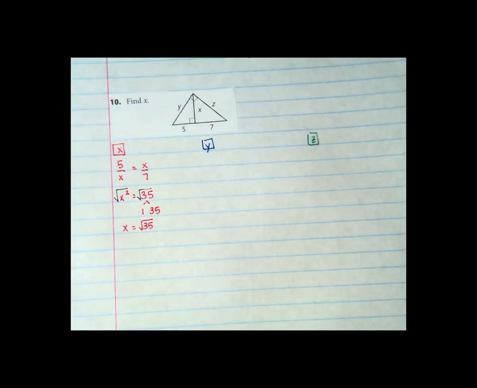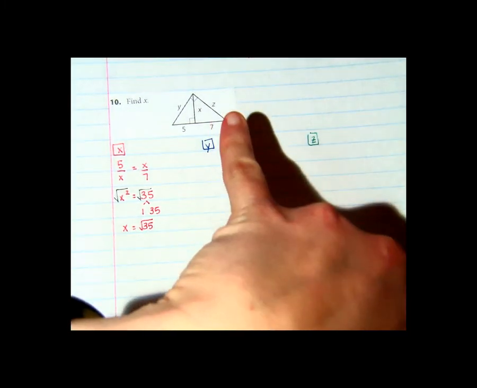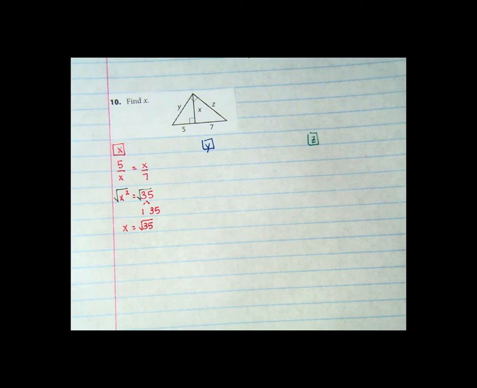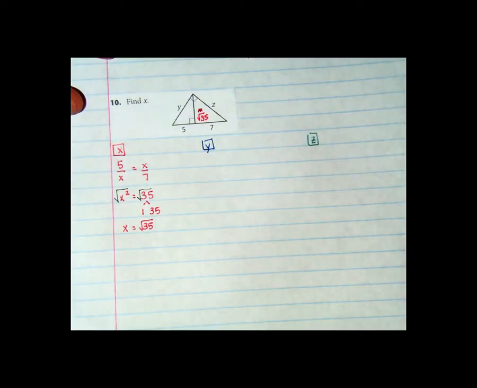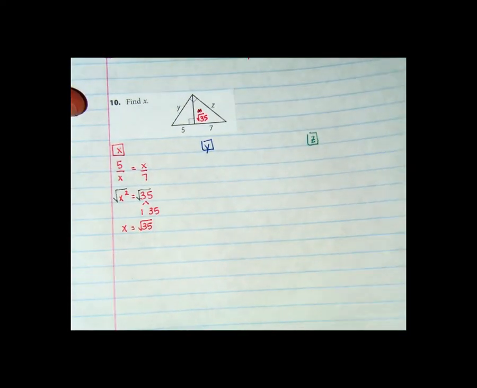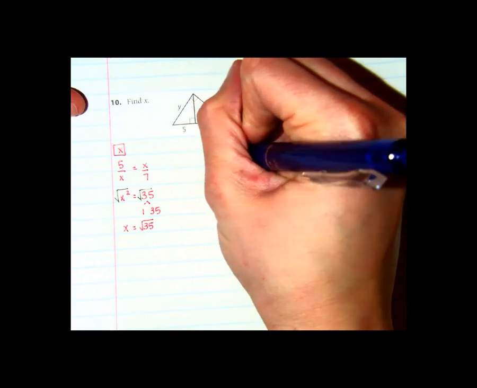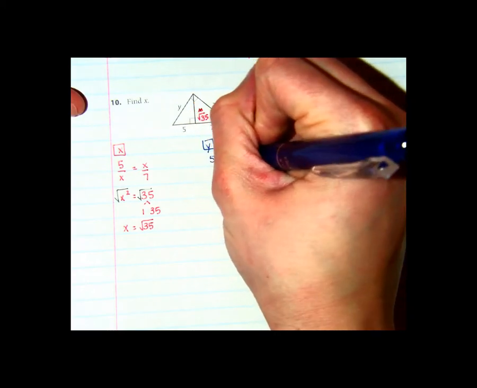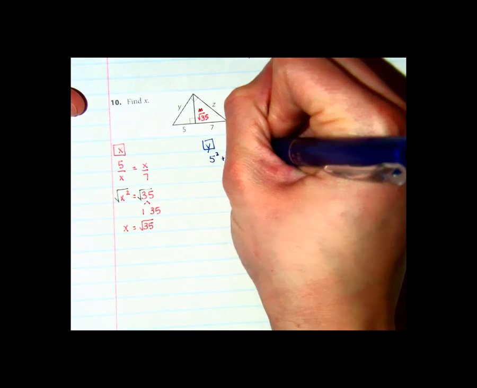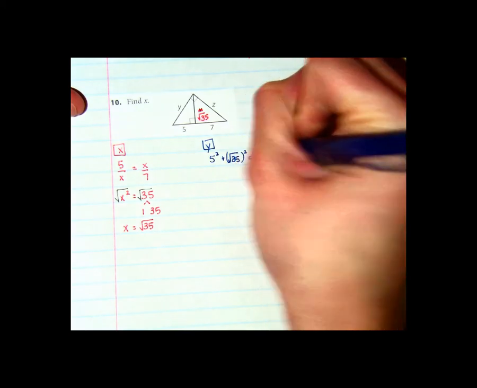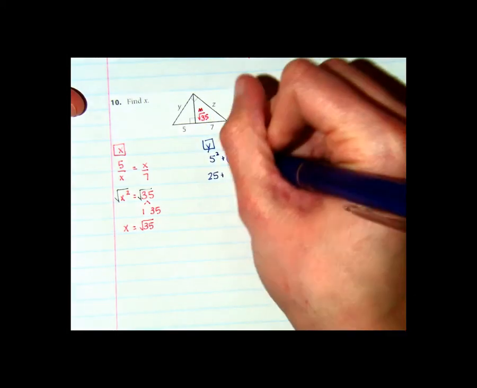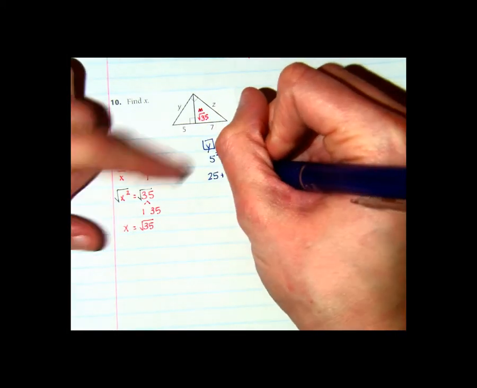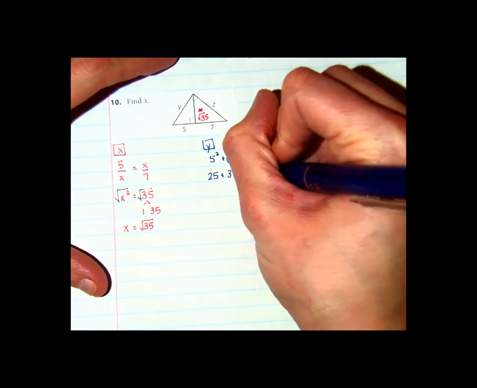So just leave that alone, which helps you when you have to square it in a minute. You don't have to worry about squaring anything extra. Alright, if this is square root of 35, how do I find y? What is 5 squared? What is square root of 35 squared? See, that helps you on that one a lot. And that equals y squared.